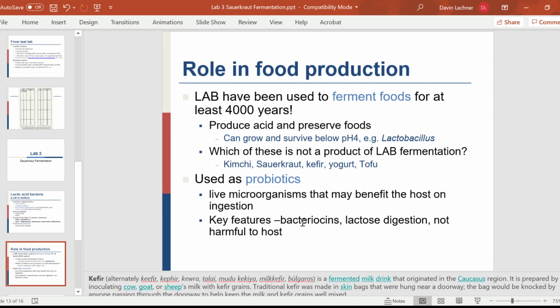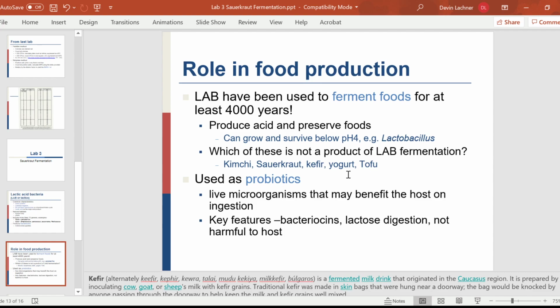Lactic acid bacteria have been used to ferment foods for at least 4,000 years. They've been used for a long time by society. And they can produce acid, right? We're talking about lactic acid specifically. And then they can survive in conditions below 4 pH, which is very special. Typically, bacteria cannot survive in those conditions.